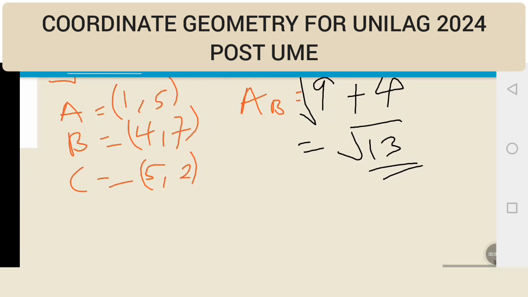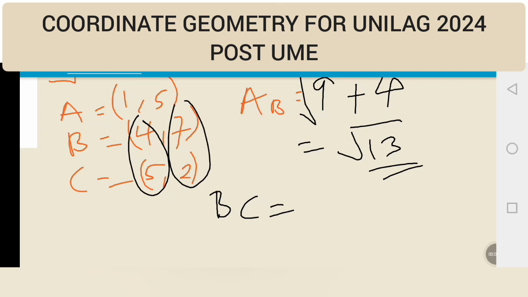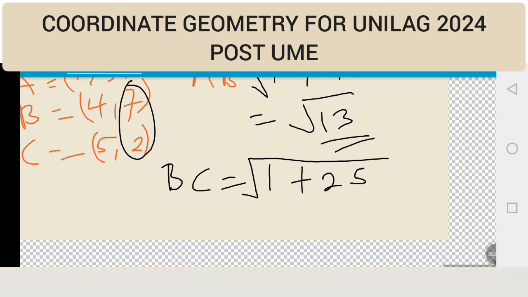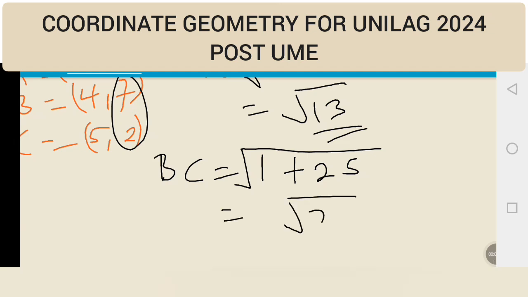Then let's take the next one, BC. For BC, the same formula. These two here, you subtract, then square. Subtract, then square. Then take square roots. So 4 minus 5, that will give you minus 1. If you square it, you're going to get 1. Plus 7 minus 2, that will give you 5. If you square it, you're going to get 25. Then take square roots. So that will give you square root of 26.